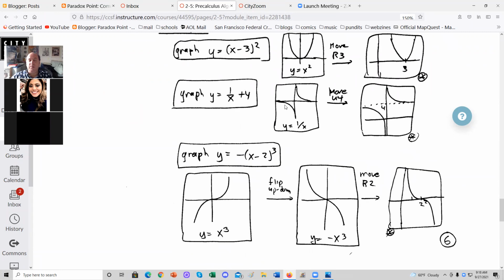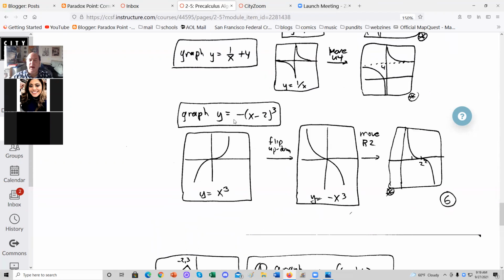Y equals 1 over x plus 4, excuse me. 1 over x has this hyperbolic graph. And this plus 4 moves it up 4. So it looks like this. So instead of being asymptotic to the line y equals 0, it's asymptotic to the line y equals 4.